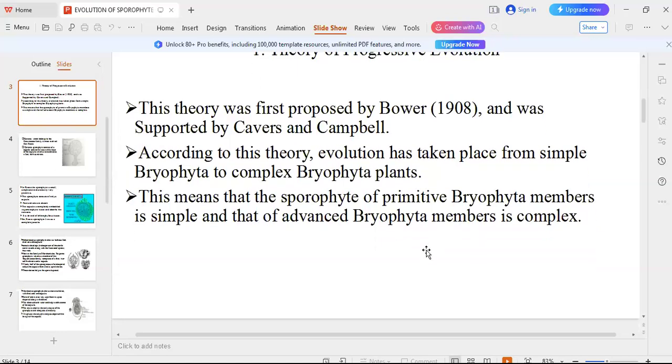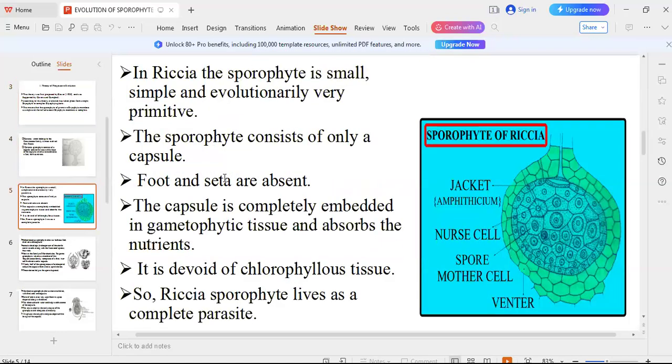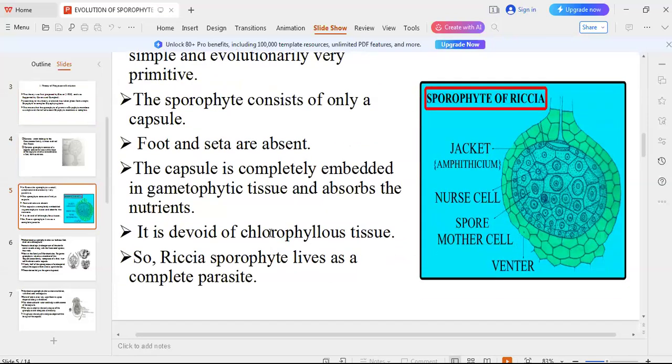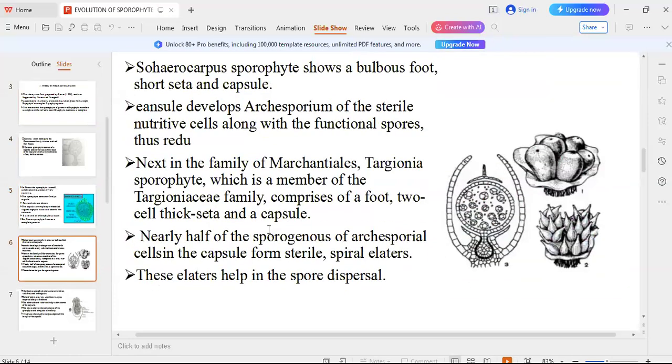So that's why, this is Riccia. In the Riccia sporophyte, we observe that foot and seta are absent, only the capsule is there. That is, only the functional capsule is present. Foot and seta are absent. So next one is Sporogonium.